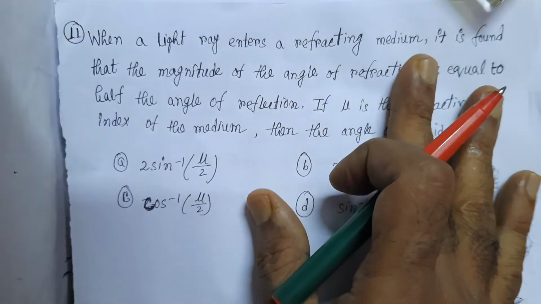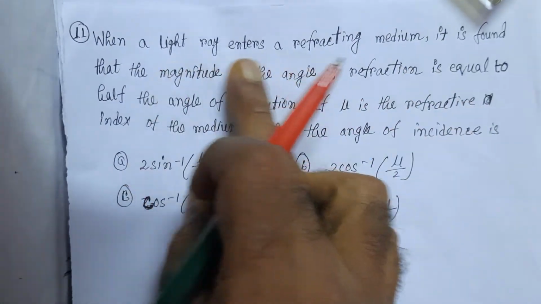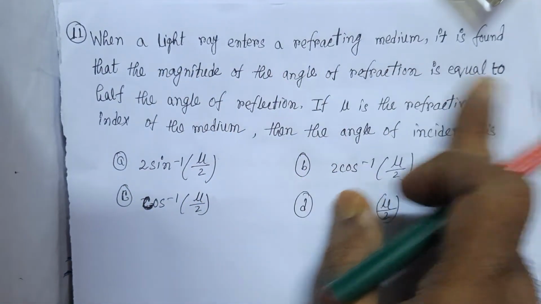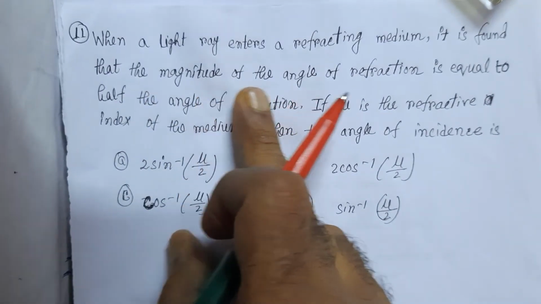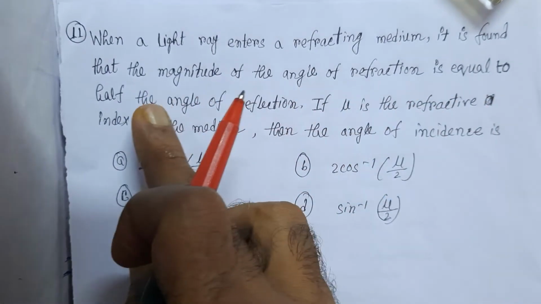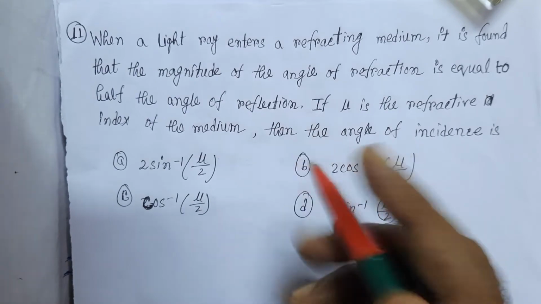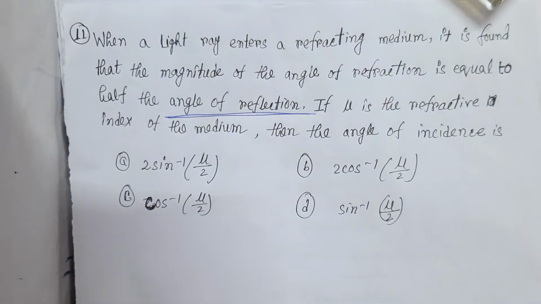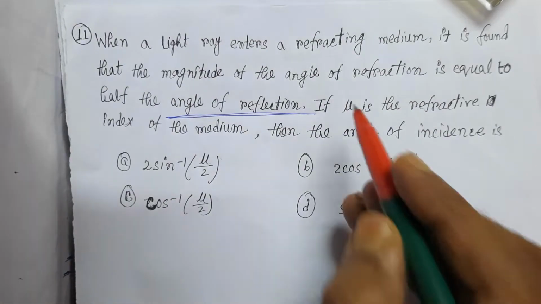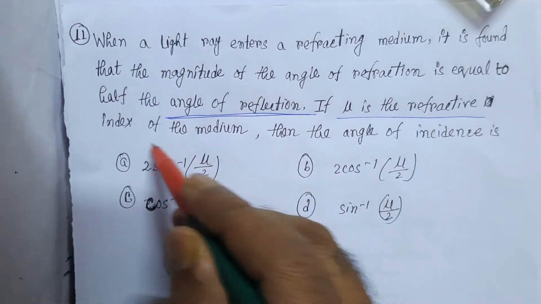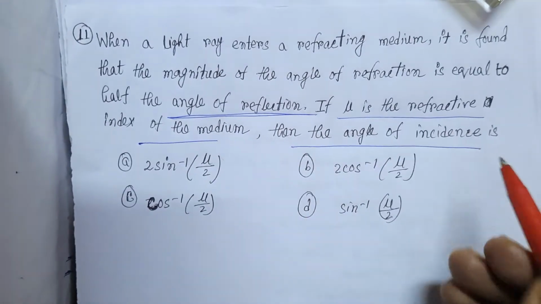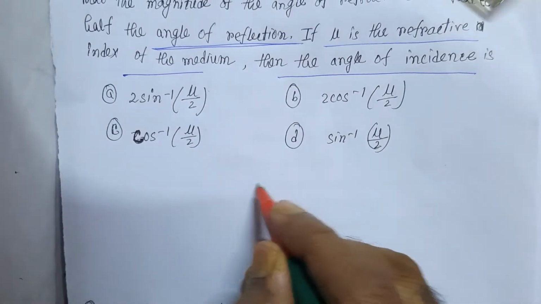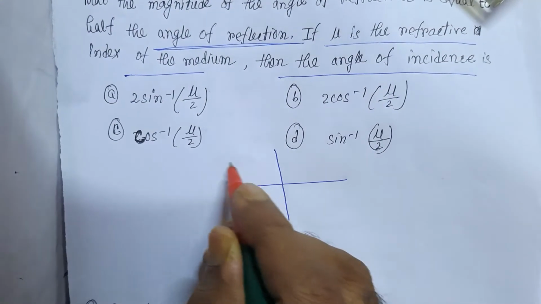When a ray enters a refracting medium, it is found that the magnitude of the angle of refraction equals half the angle of reflection. The refracting angle is half the angle of reflection, and the angle of reflection equals the angle of incidence. If mu is the refractive index of the medium, then the angle of incidence is... Now let us draw the ray diagram.